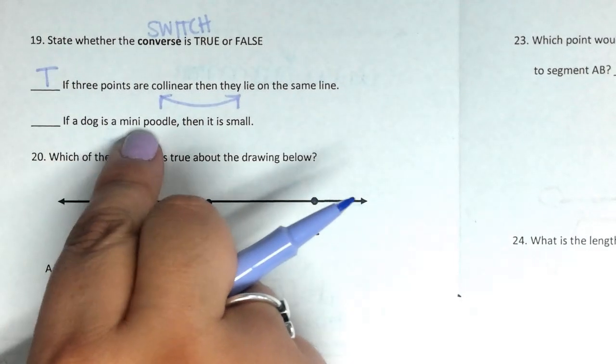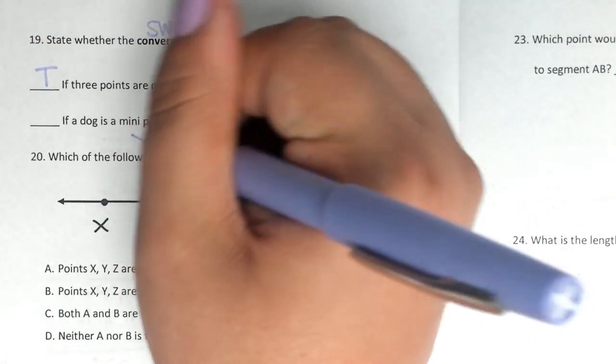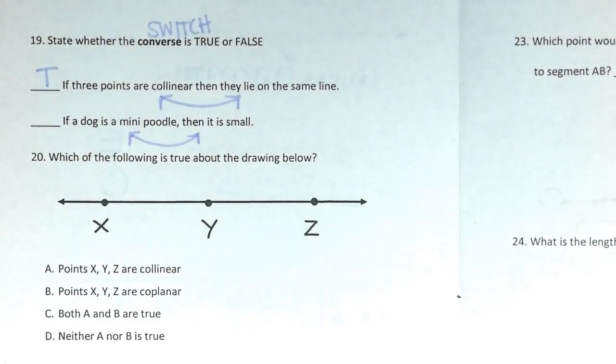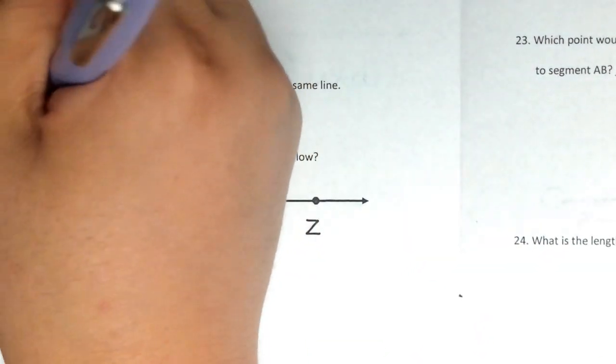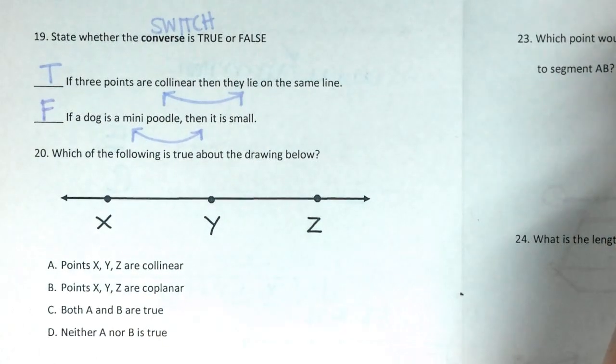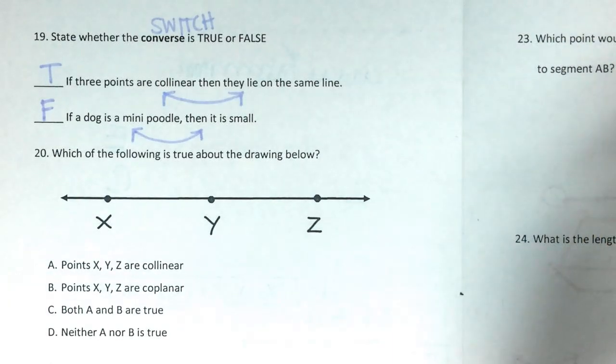If a dog is a mini poodle, then it is small. Yes. Let's switch that. If a dog is small, is it a mini poodle? No, that is false. What's a counterexample of that? A Pomeranian. Anybody got one of those? They're yappy. Anybody got Chihuahua?